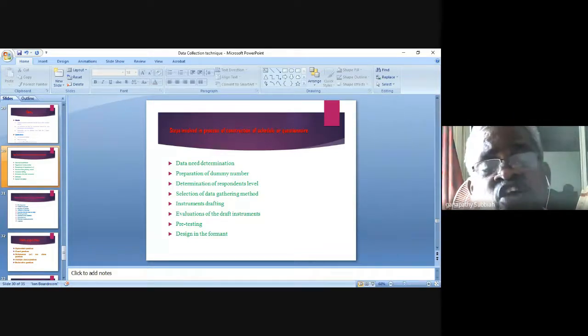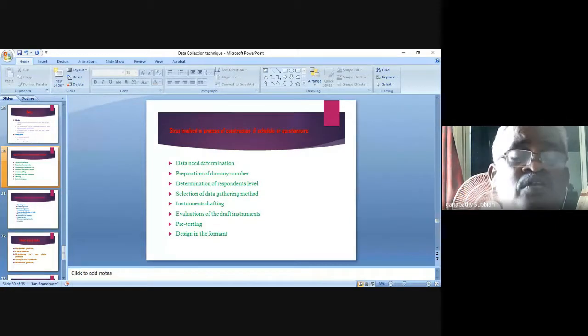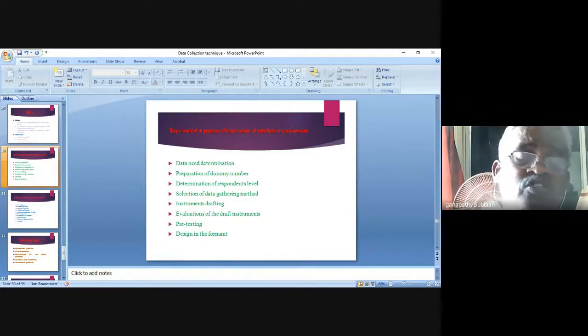Then designing the formats is another important point taken into account by the researcher. The posed questions are either rating type, yes or no type, open-ended questions or closed-ended questions. So these are the formats to be framed by the researchers. These are the points taken into account for the preparation of questionnaires and schedules.